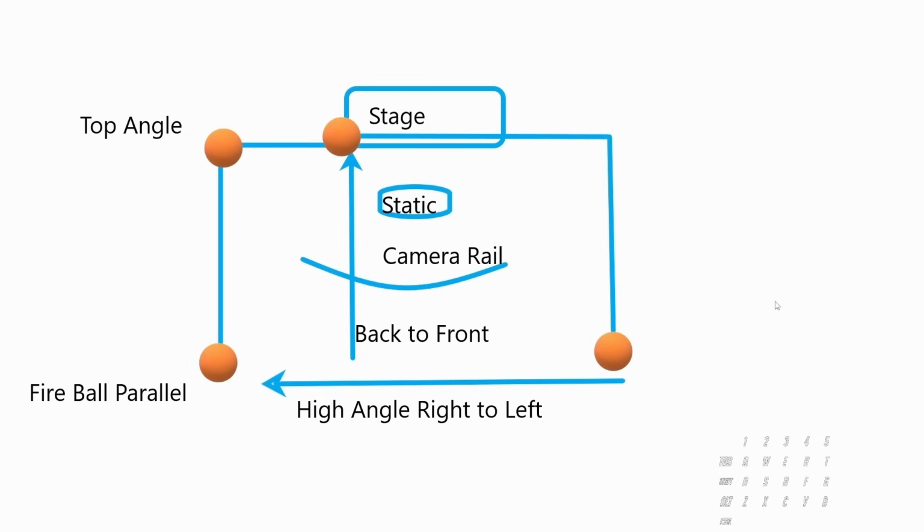This is chapter 8, sequencer and shot compositions. So I will briefly explain the shot and the camera positions and all those things and how the fireball moves inside the scene, and then we will compose all these shots in the sequencer and we will render those shots.